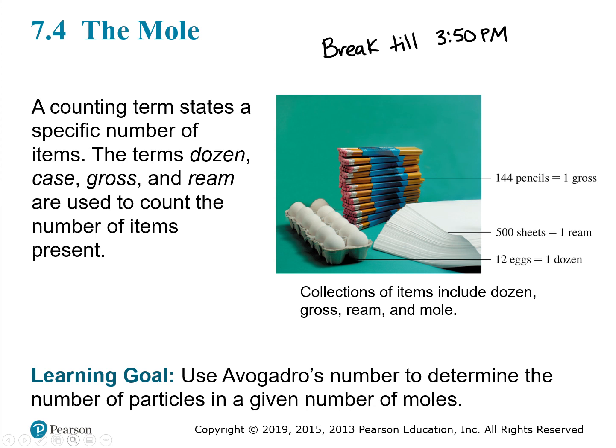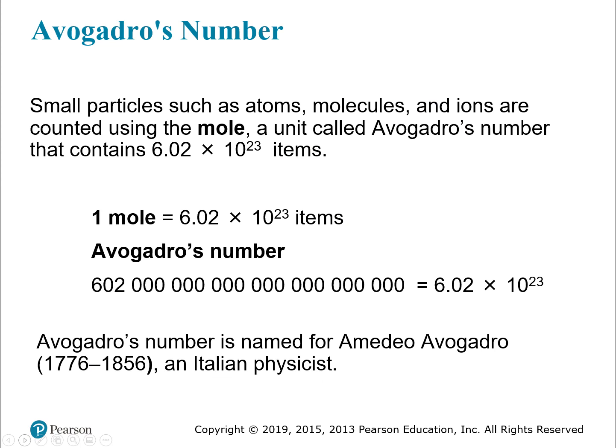Before we can start calculating how much product we'll make or anything like that, we need to learn about the mole and some of the other things we can do, basic calculations with the mole. When we're counting really small particles like atoms, molecules, and ions, we use a unit called the mole. And a mole is defined as 6.02 times 10 to the 23rd items.